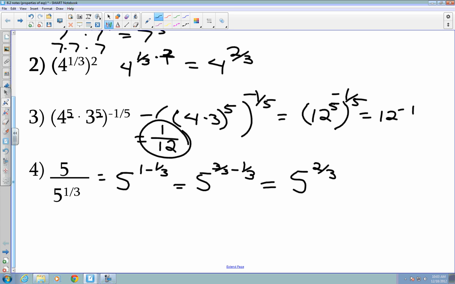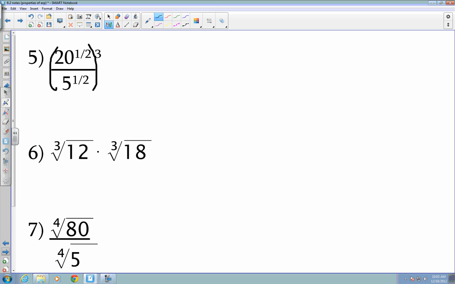Okay, questions on any of those? Like I said, nothing new, we just happened to put fractions in there instead of just integers. While we're doing that, no, well, we're not done yet. Okay, so let's look at this one.